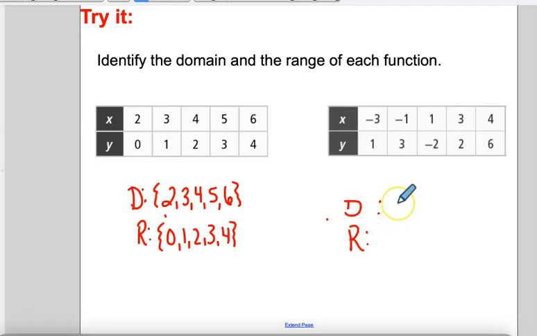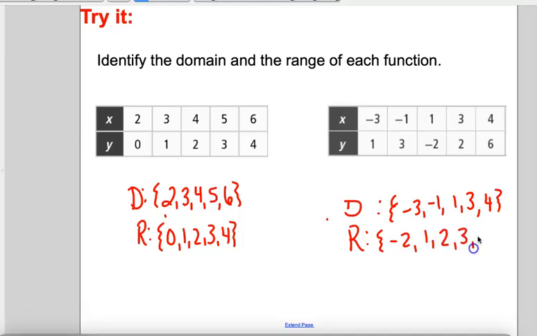If we were to list out my domain values on this one, we list them with those curly brackets. I would list the -3, the -1, the 1, the 3, and the 4. And my range values, we usually list them in numerical order. So I'm going to list it as -2, and then 1, and then 2, and then 3, and then 6. So that lists all of my y values. Domain lists all of my x values. So x is our domain, and range is y.